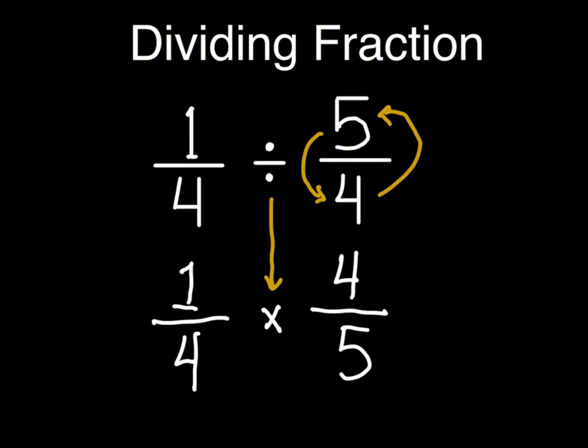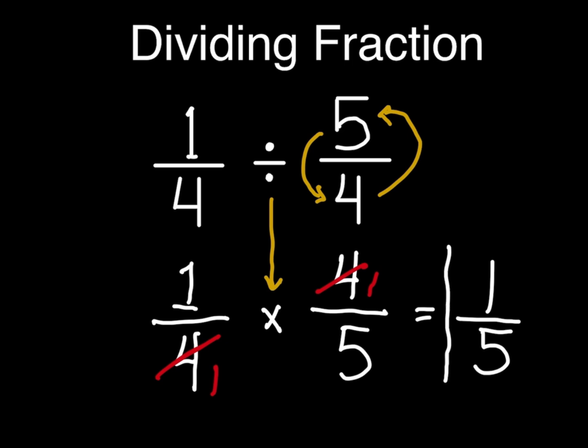Then after that, as you can see, both 4s are divisible by 4. So we can just cancel out that one. So 4 divided by 4 is 1. And then the 4 on top is divisible also by 4, which is also 1. And then you multiply directly 1 times 1, which is 1. And then 1 times 5 is 5. So to simplify this fraction, that is equal to 1 over 5.